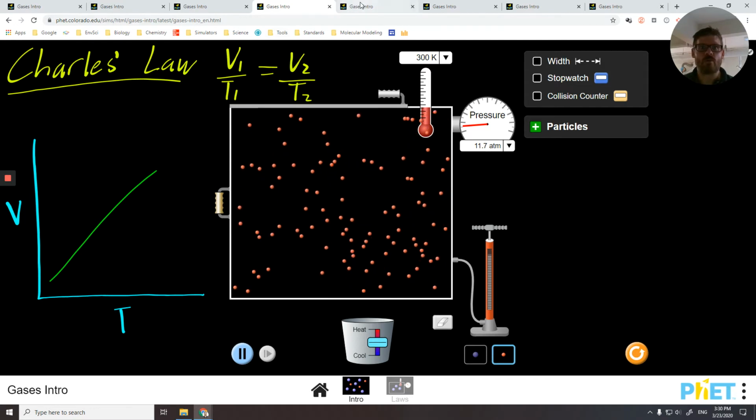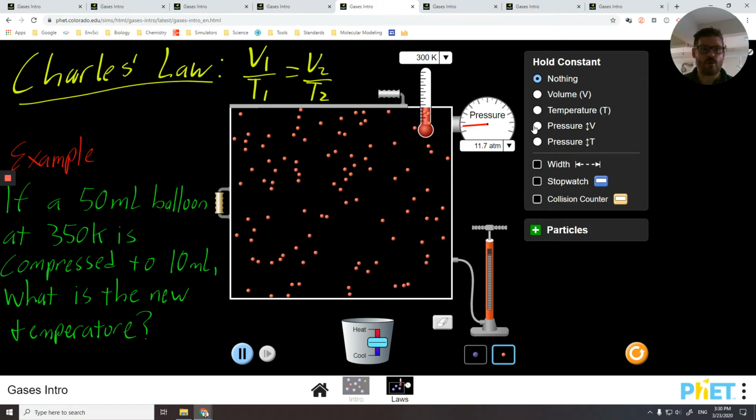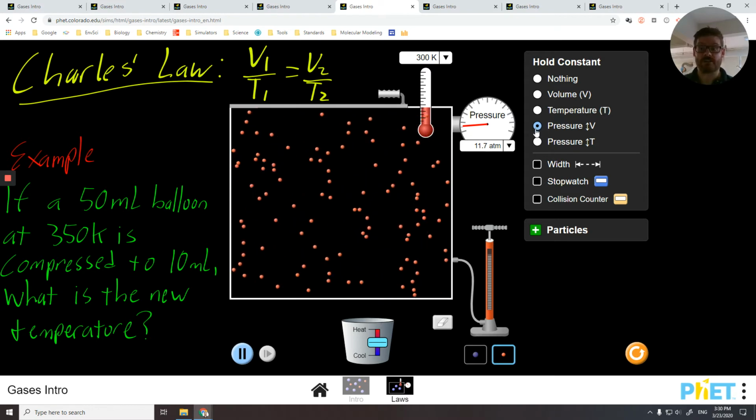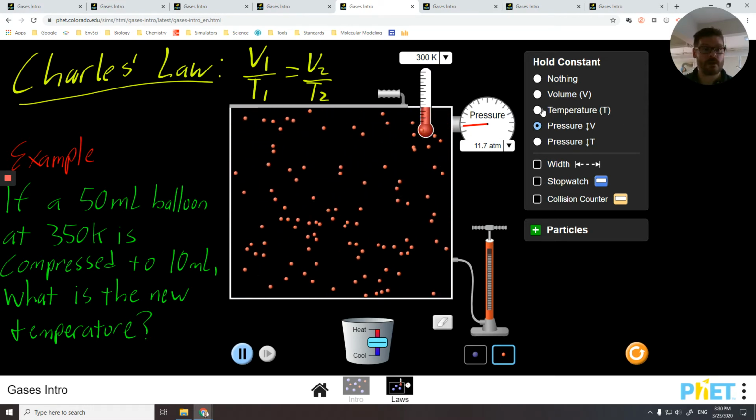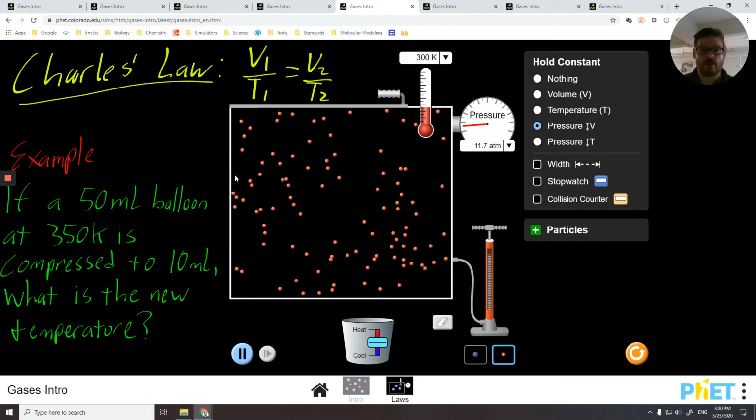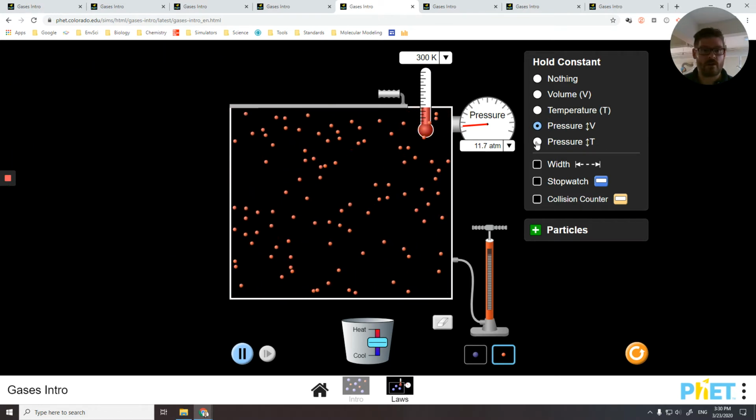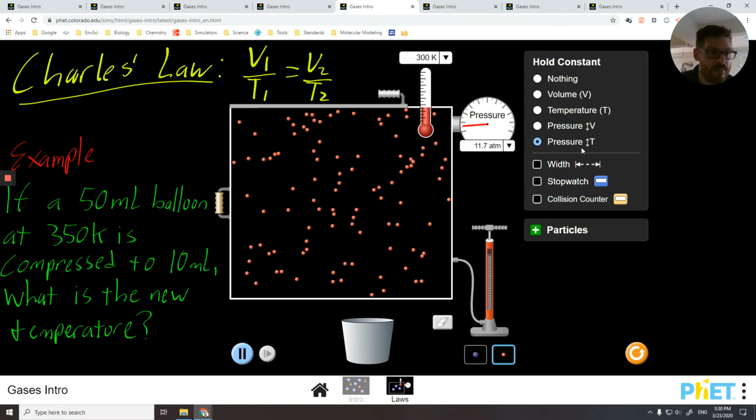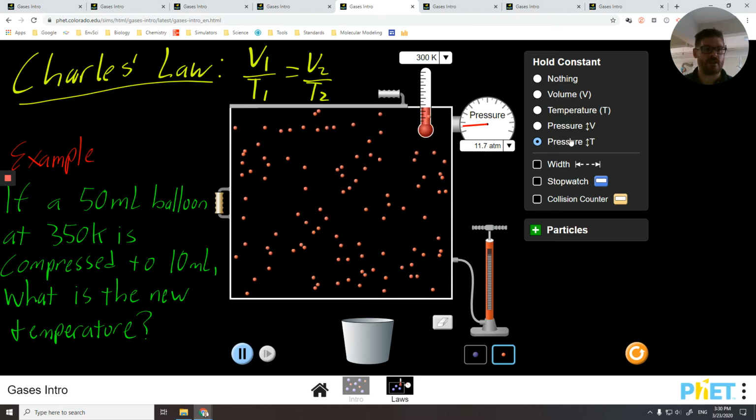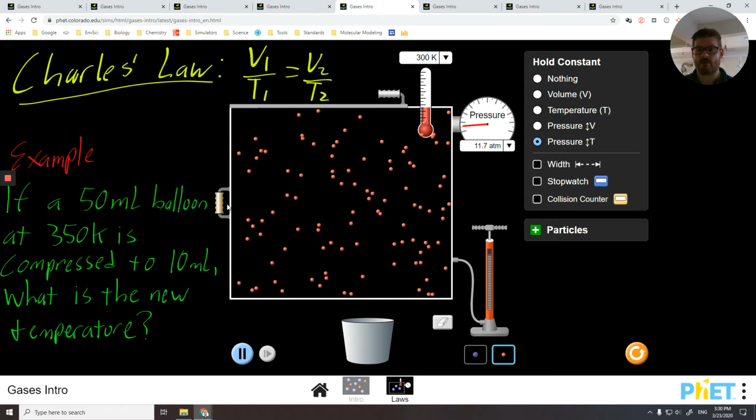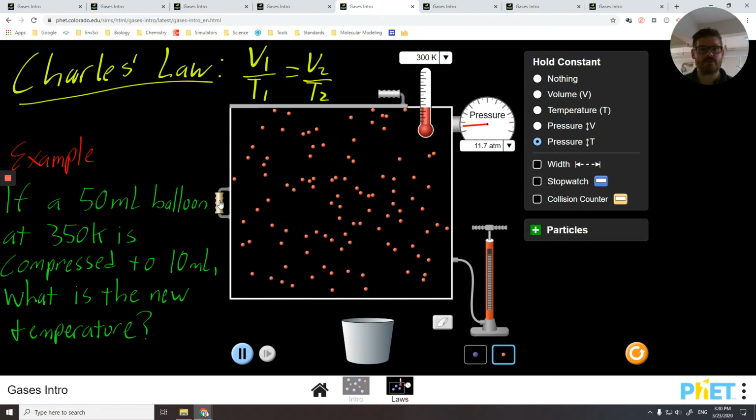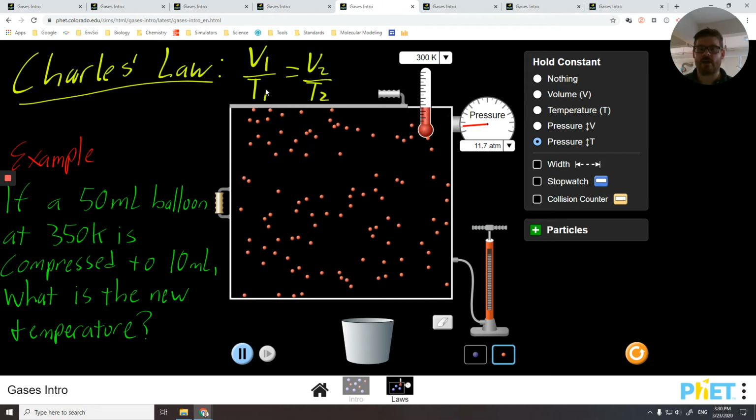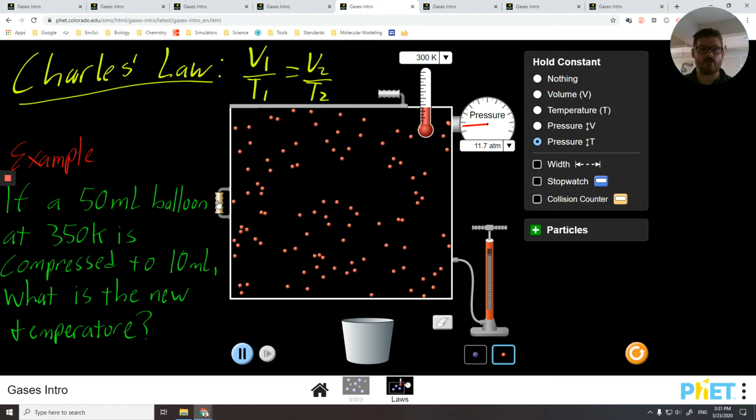This happens when we have our pressure held at a constant. Only if our pressure is at a constant. Okay? So we can model this here by holding the pressure constant, and we can increase the temperature. All right. So what do you suppose is going to happen here to the volume of my container if I increase or decrease the temperature?